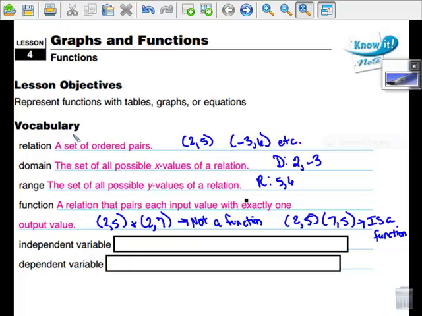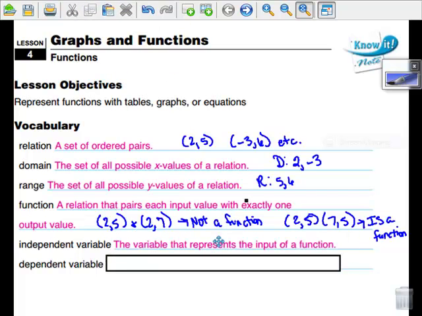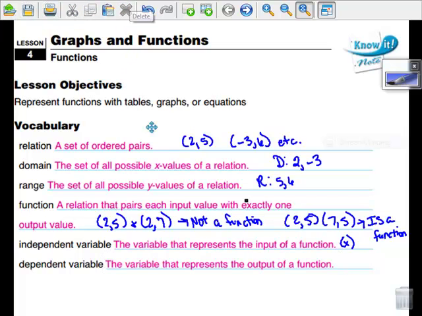We have the independent variable, and the independent variable is the variable that represents the input. Well, we know the inputs are the x's, so let's put a little x right there. It's the variable that represents the input of a function. And then we have the dependent variable, and that's the variable that represents the output. And those are the y's. The dependent variable is called that because it depends on whatever the independent variable is. We get to choose the x's, and the y's depend on what we chose for the x's.